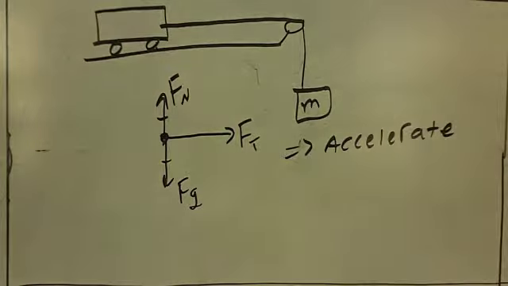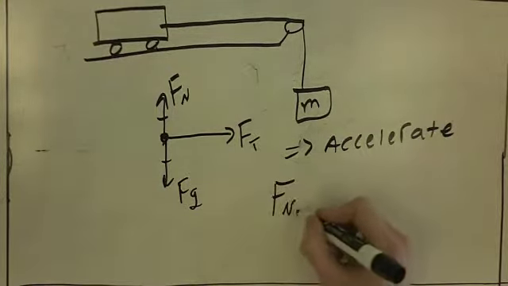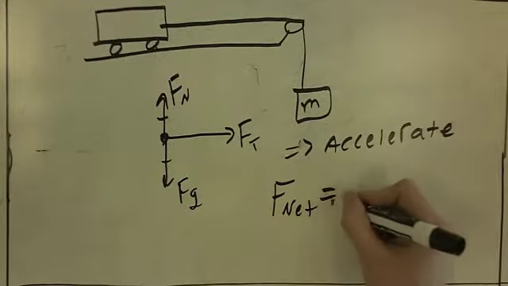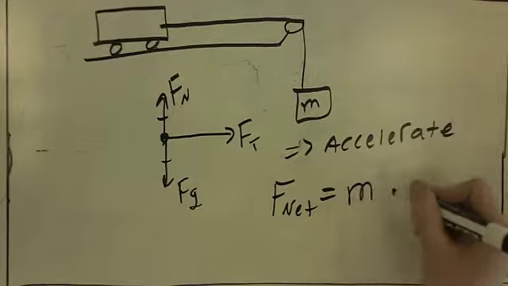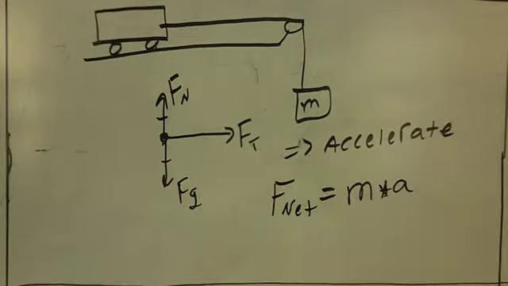Okay? We collected several pieces of data and we concluded that when there is a net force acting on an object, that net force is equal to the mass of the object multiplied by its current rate of acceleration. Okay.